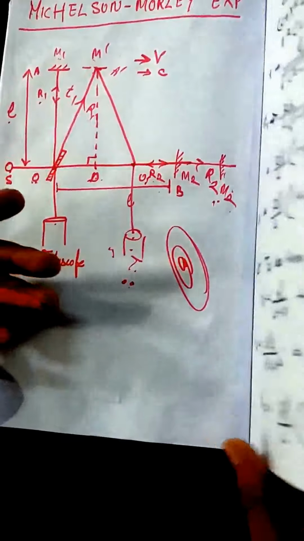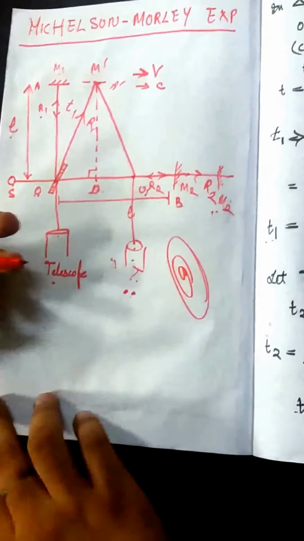So we can conclude from this experiment that no such ether medium exists. So the hypothesis was wrong, and there is no such ether medium. We can conclude that light travels with velocity c in all directions, and the hypothesis was wrong.